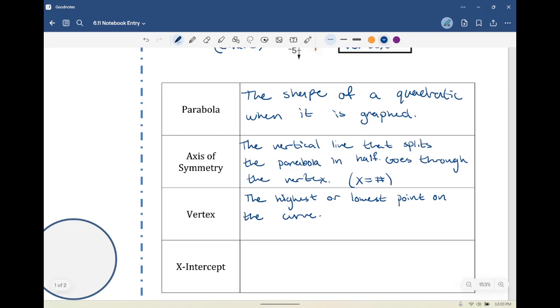The vertex has a few different names, although it's not as interchanged as some things like x-intercept, which we'll talk about. But the vertex can be called the maximum, the minimum, or sometimes the turning point. Turning point's fairly literal, right? If you were to trace this with your pencil, it's where you literally have to turn around.